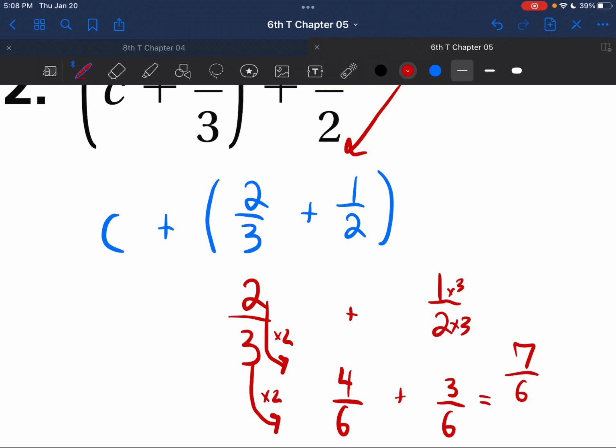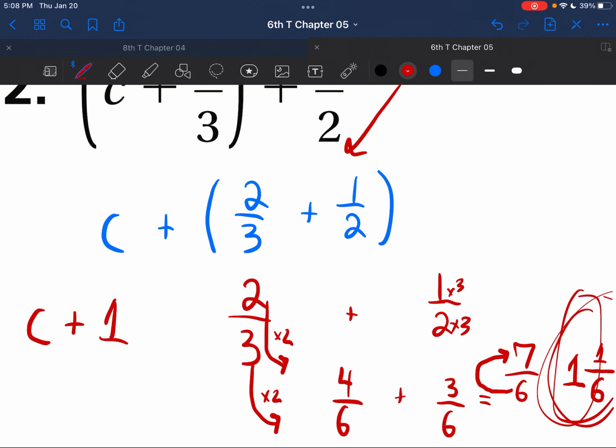And another way to write that is, we want to simplify it. How many times can 6 go into 7? It will go in there 1 time. Remember, your denominator stays the same. That's 6, and what's left over is 1. So your actual answer for this problem is c plus 1 and 1 over 6, like that.